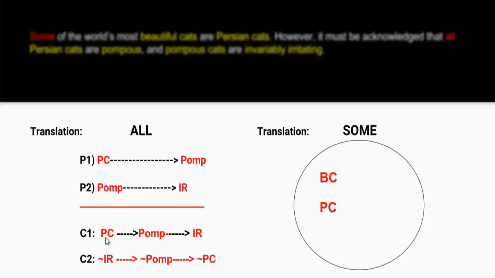We can draw two distinct conclusions from the all statement alone. We can say PC all the way to IR, or we could infer the contrapositive, which is the same thing. Remember, the contrapositive is like the opposite side of a coin, heads and tails. They have the same value, they mean functionally the same thing. So just keep that in mind. With the contrapositive, we have not irritating, not pompous, and not a Persian cat.